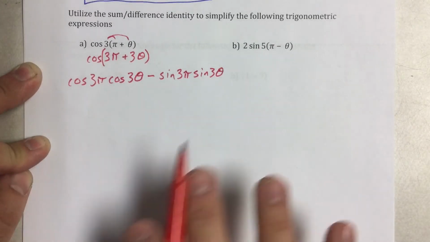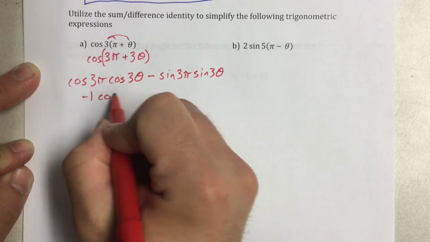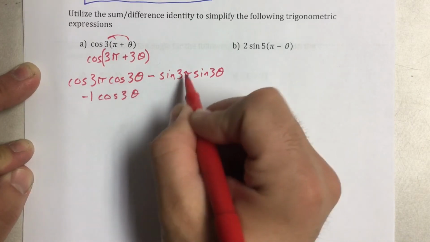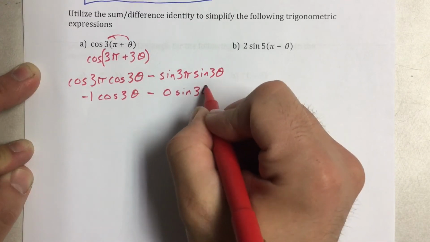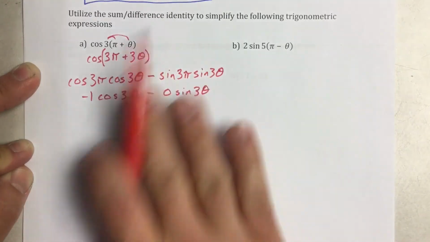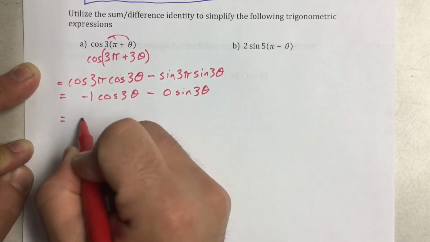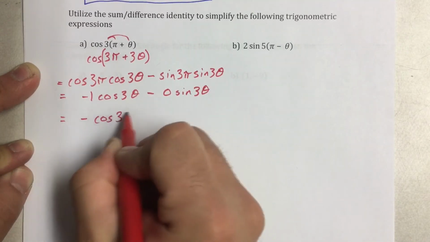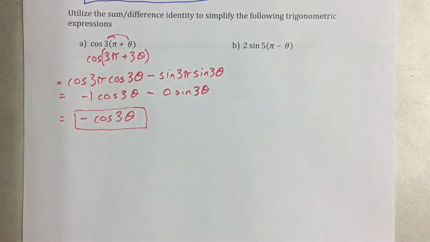And we just simplify with our knowledge of the unit circle. Cosine of 3 pi is -1, so we have -1 times cosine of 3 theta. Sine of 3 pi is 0, so 0 times sine of 3 theta. So this second term goes away, giving us, when this is all simplified, negative cosine of 3 theta. So really it's knowing how to enter into the identity, and then from there you're simplifying. Let's look at the next.